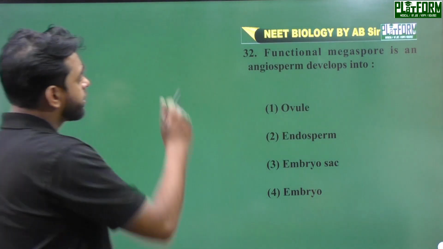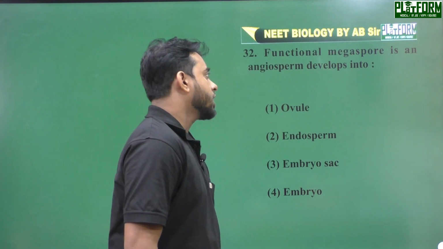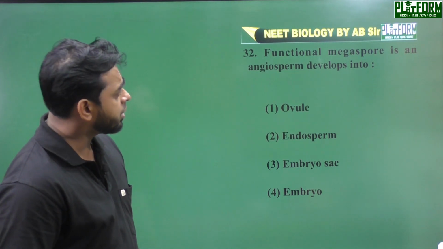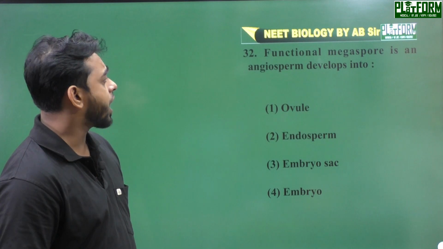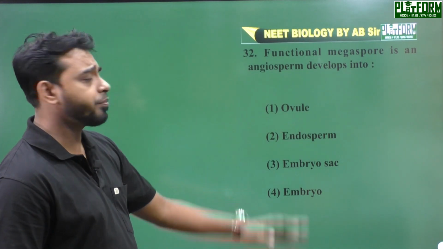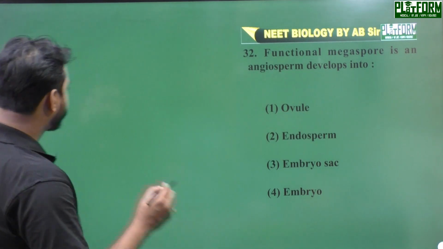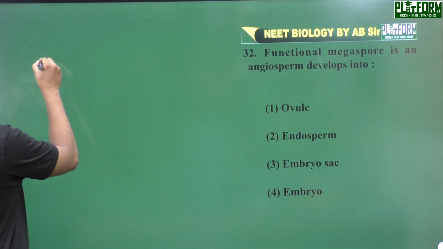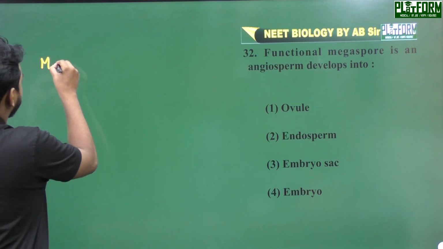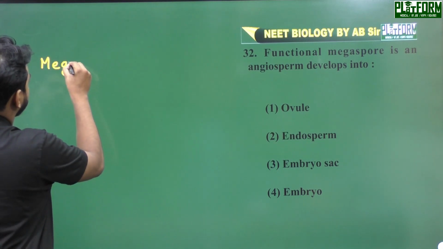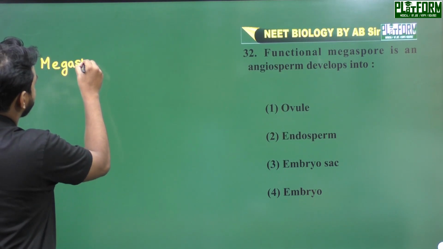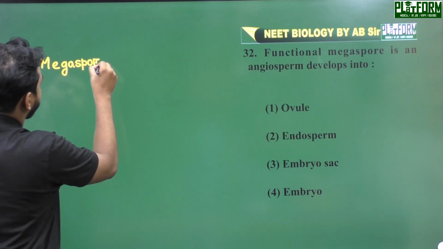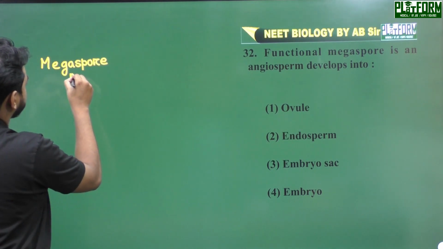Okay. This is the next question. Here it is written that the functional megaspore in an angiosperm develops into. Okay. Now we know that this is a megaspore mother cell.